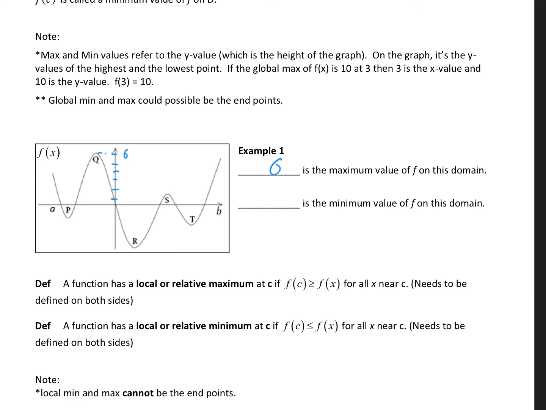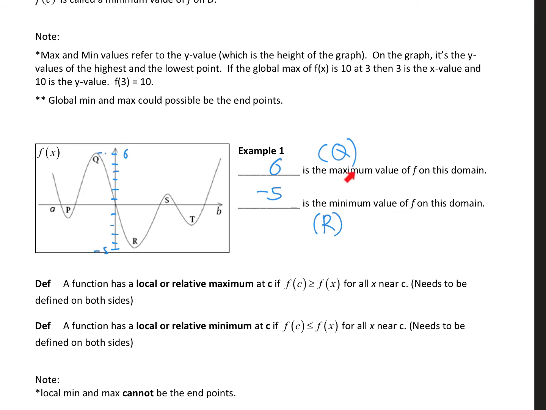And the min, again, is the lowest point of the graph, like here, R. Again, I don't have the values, so I'll make it up: -1, -2, -3, -4, maybe -5. So -5. The maximum happens at point Q, and the minimum happens at point R.